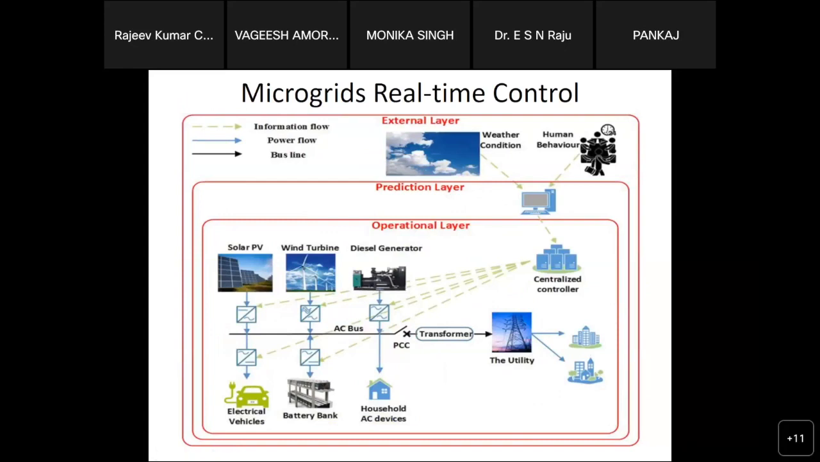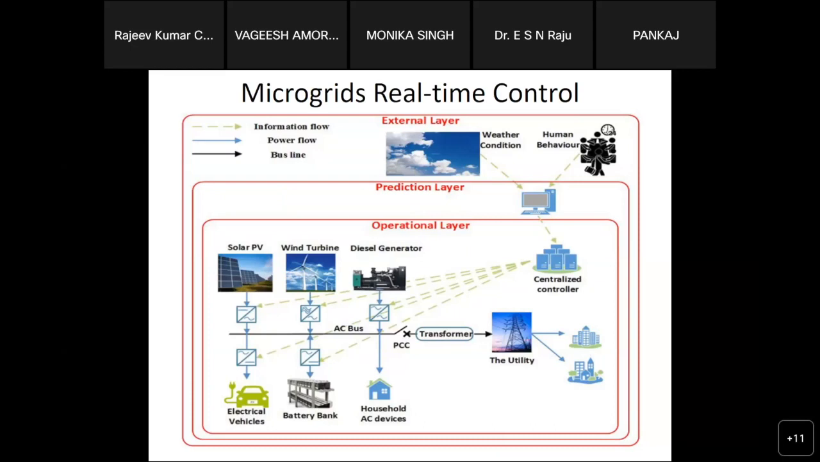This prediction is very important when we are dealing with renewable energy resources. We have to predict the solar radiation and the wind speed for the next minutes, seconds, hours, or the next day. Like that, we have to predict all the variables. In the external layer, we have the weather conditions as well as the human machine interface. Here we can see the power flow, the bus line, and the information flow.